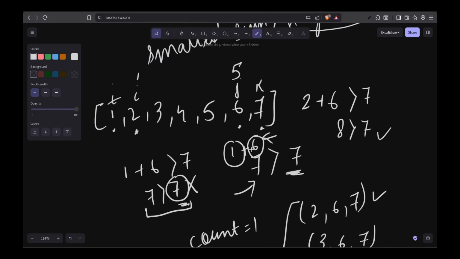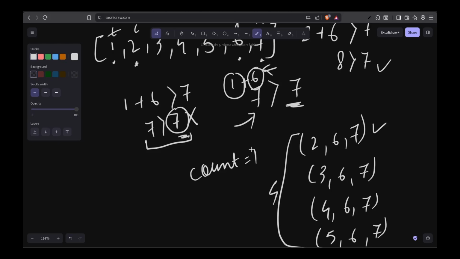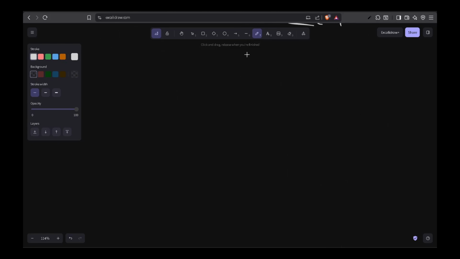5 minus 1 is 4. So in the count, what we need to do is count plus equal to j minus i, right? Now we had this array 1, 2, 3, 4, 5, 6 and 7, right?